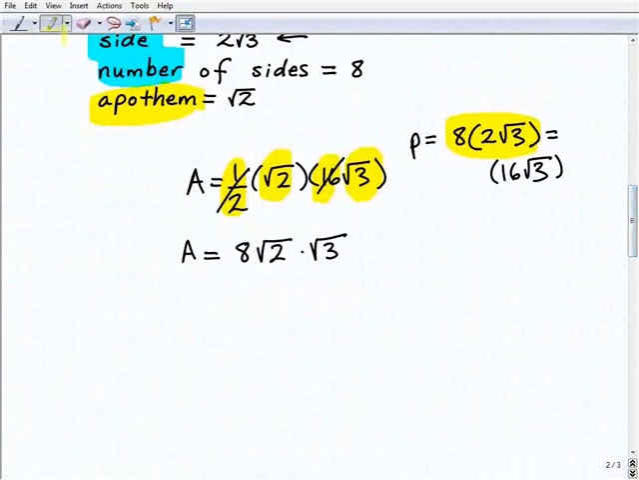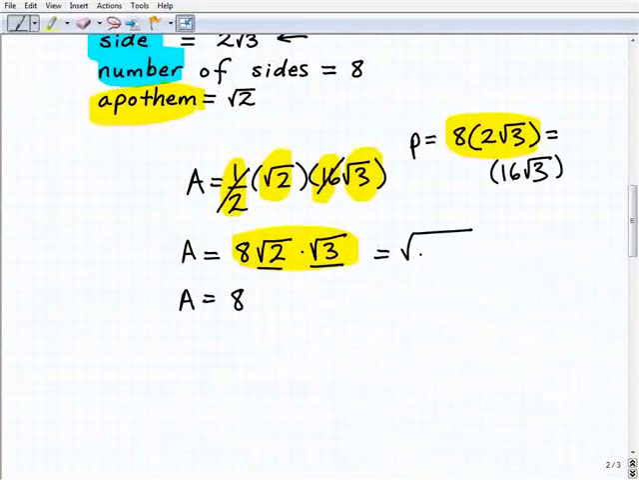So once again, how do I write this in a better way? How do I simplify these radical expressions? Okay, so the area is going to be equal to 8 times radical 2 times radical 3, which is equal to the square root of 2 times 3. So this would be 8 times the square root of 6.